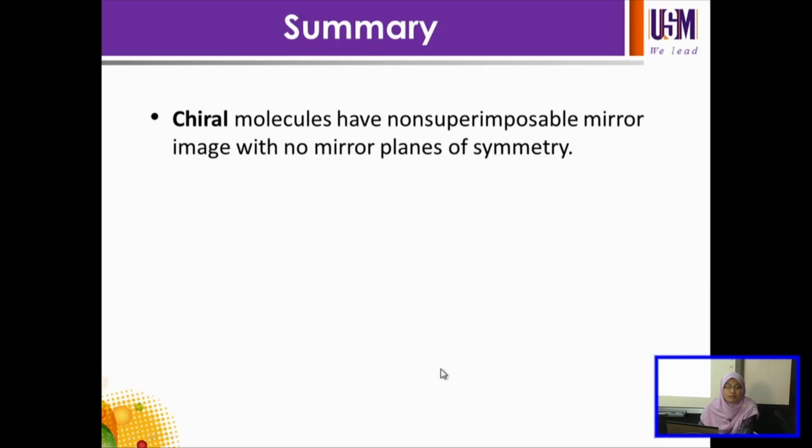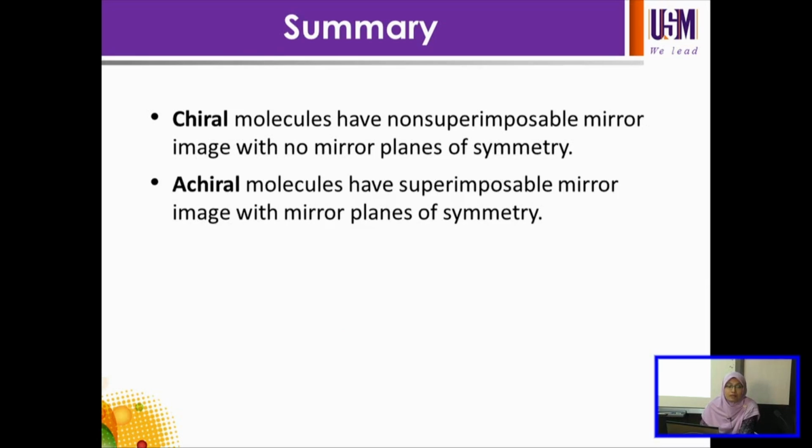So as a summary, chiral molecules have non-superimposable mirror images with no mirror planes of symmetry, while achiral molecules have superimposable mirror images with mirror planes of symmetry.